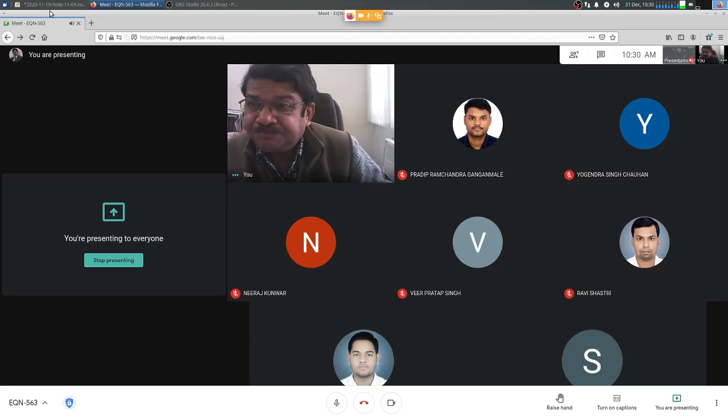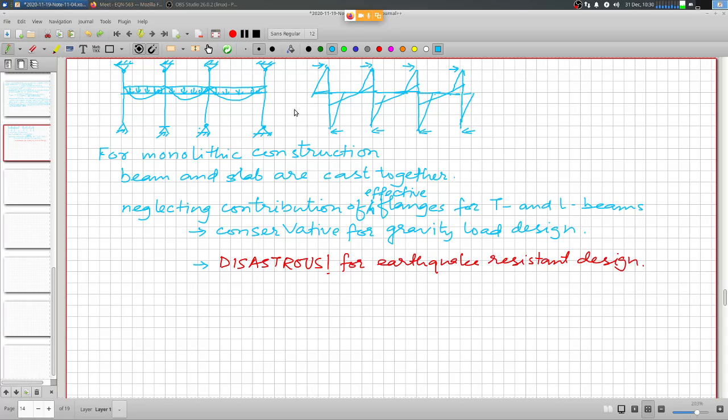And next thing is the difference in the moment. See, gravity load is dominated by the positive moment near the center of the span. The negative moments are generally not very large, particularly when the spans are long, right? For short spans, the negative and positive moments are both more or less of the same order. But for long spans, the positive moments will be very much larger than the negative moments.